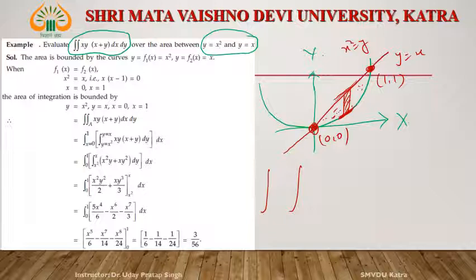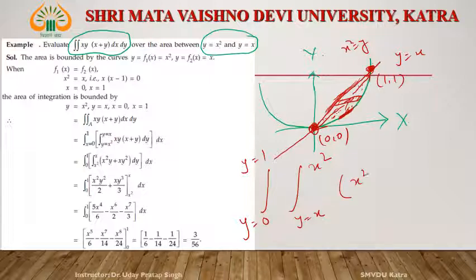Consider the strip parallel to the x-axis. Now the lower portion of the strip will come up to 0 and the upper portion will go up to y, moving downward to upward. So y equal to 0 to y equal to 1. The lower portion of the curve lies on the straight line y equal to x and the upper portion lies on the parabola y equal to x square.